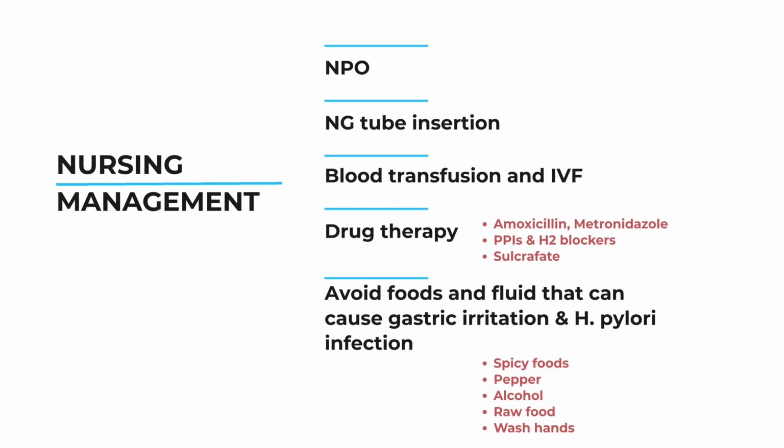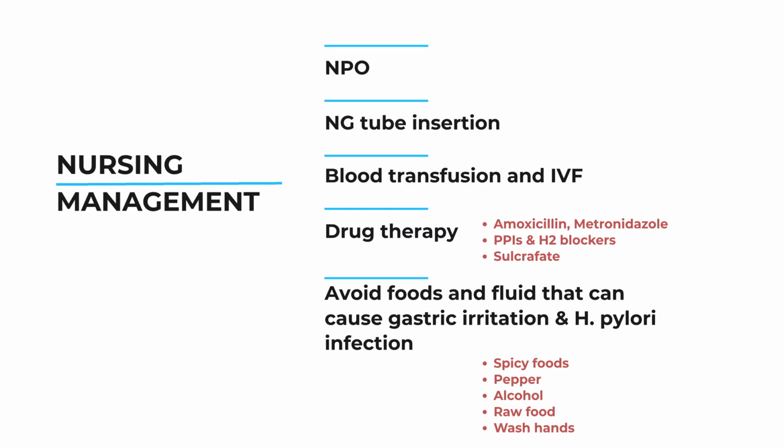Now let's discuss the nursing management. A patient who develops acute and severe upper abdominal pain or complications should be kept NPO and have a nasogastric tube placed. If the patient's hemoglobin and hematocrit levels drop and GI bleeding is suspected, then your patient may need a blood transfusion. We can also administer IV fluid to hydrate the patient and maintain normal blood pressure.